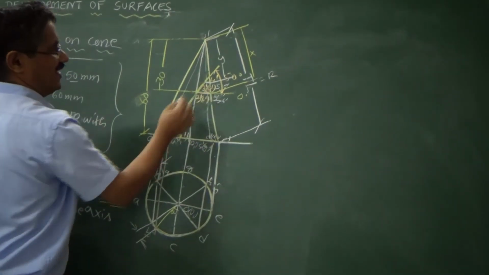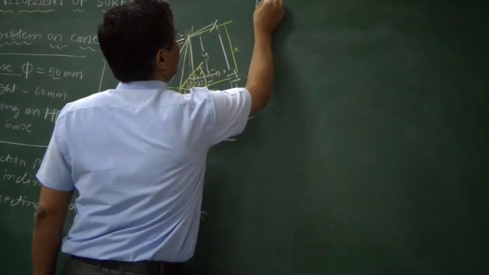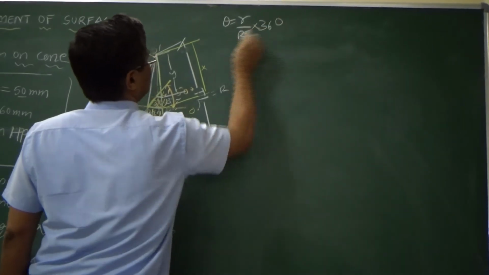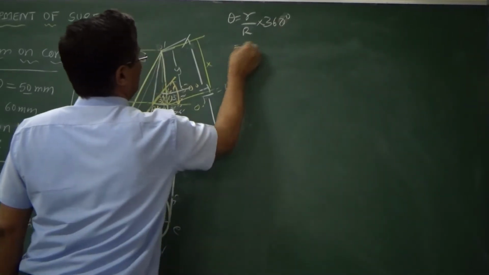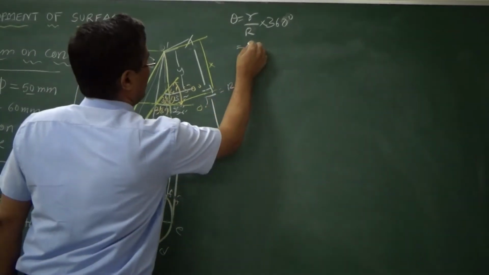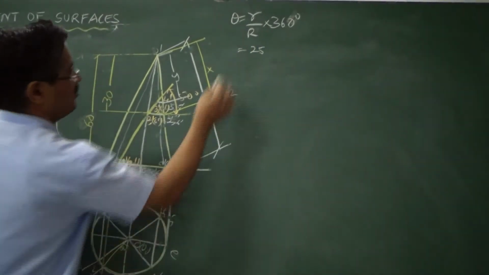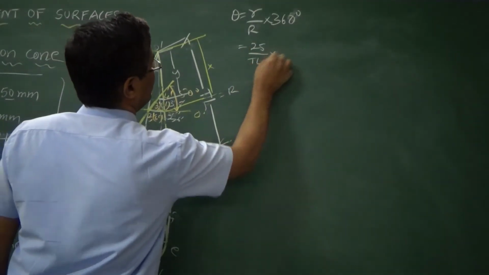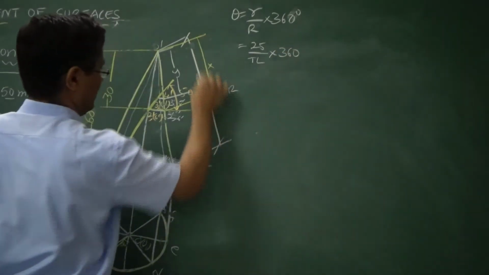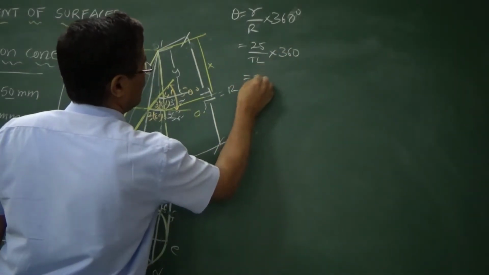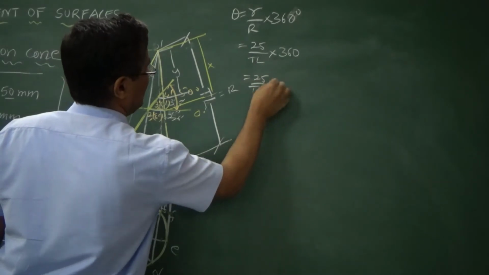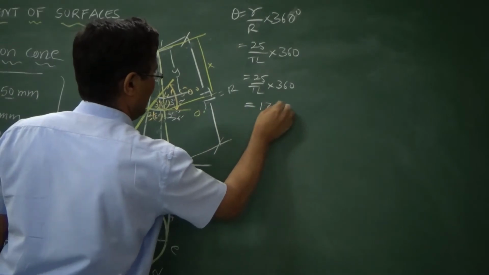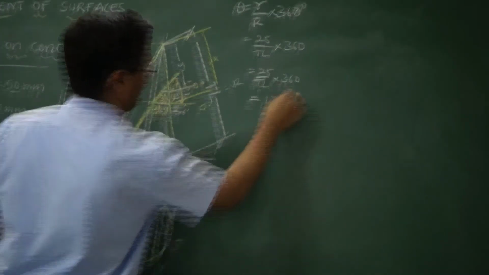After doing all the markings, you have to find out theta. Theta is small r by capital R into 360. The formula used is 360 degree. So small r is 50 by 2, that is in this case diameter is 50, so half of that is 25. This R is nothing but TL. TL into 360, true length line, that is the generated line. So 25 by TL into 360 in our case will give you 138 degree for this problem.